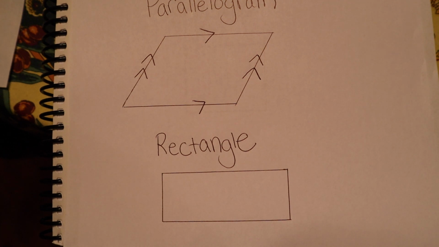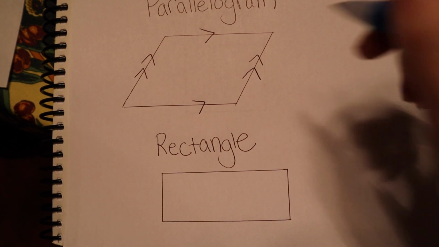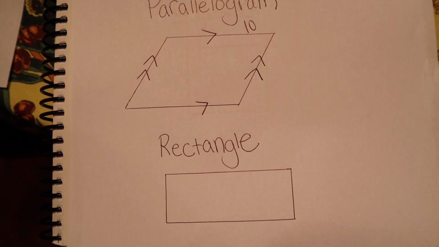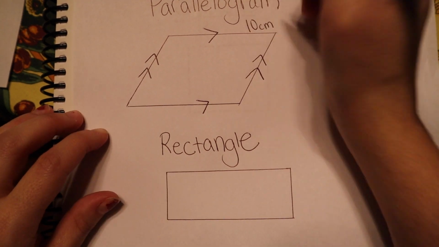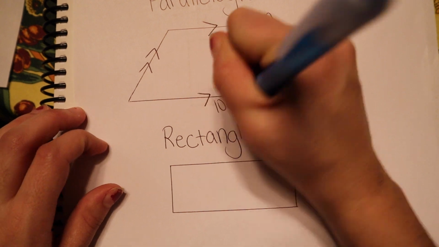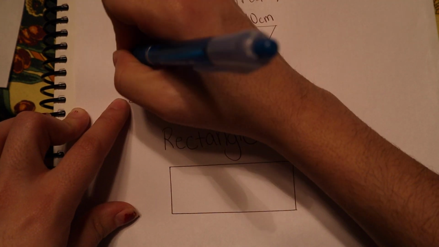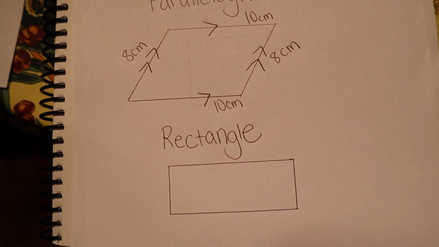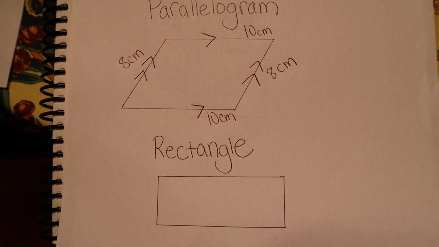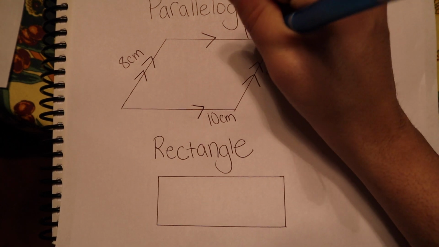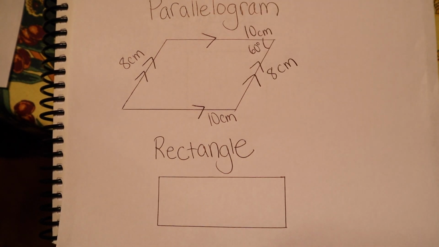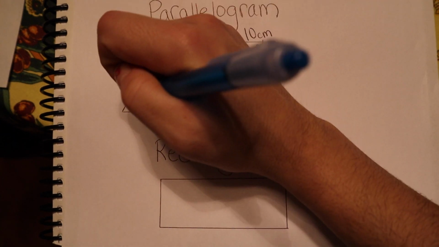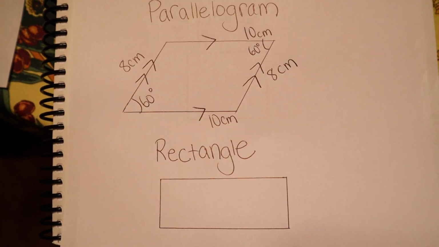Now the opposite sides are also congruent. So for example, if this side were 10 centimeters, this side would have to also be 10 centimeters. If this side were 8 centimeters, this side would also have to be 8 centimeters because the opposite sides are congruent. Now the opposite angles are also congruent. So if this angle is 60 degrees, the angle opposite would also have to be 60 degrees.